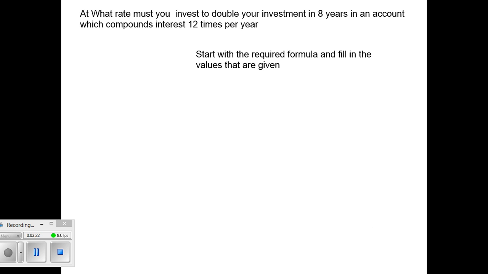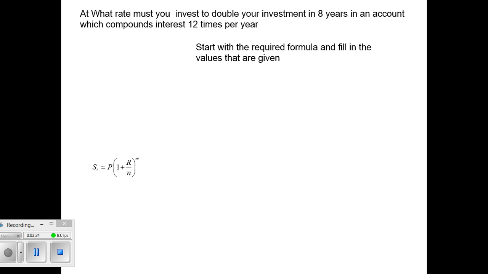So here's a bunch of things. We have to incorporate the formula, which we say is right here. Now let's take a look at what we have. We don't have our principal yet, and we don't need our principal because we want to double. So S sub t is going to be 2p and p is going to cancel out. We don't have our rate because that's what we're after. We do know the compounding period is 12 times per year, and we do know we're going to let it sit for 8 years.